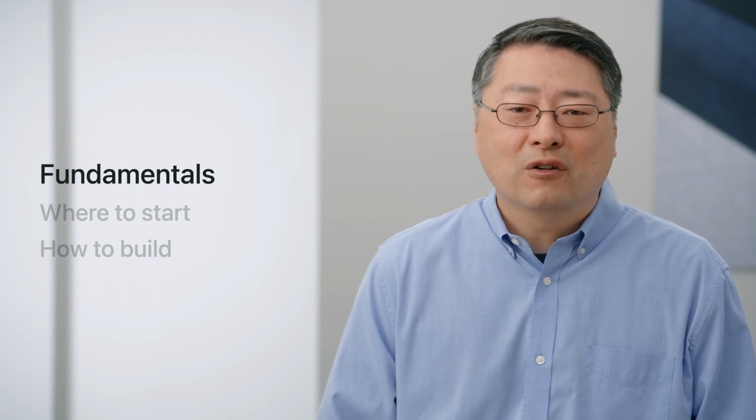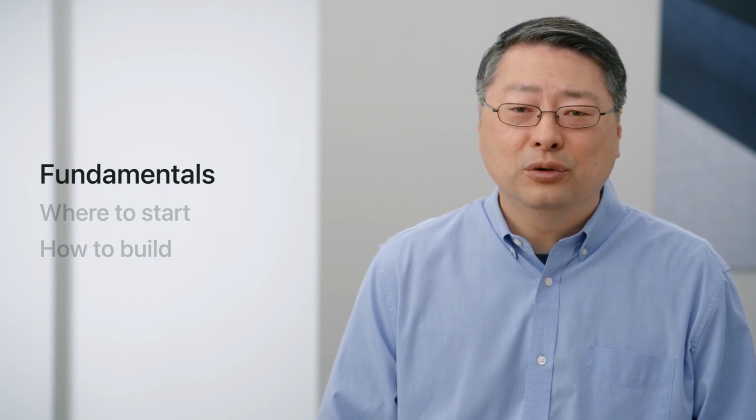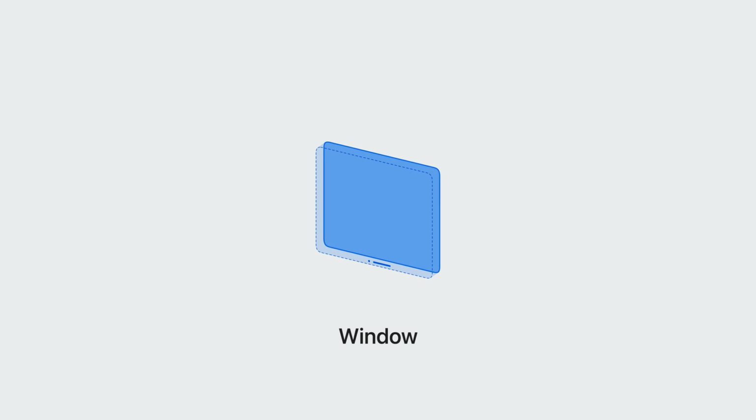First, let's cover what both familiar and new UI concepts mean in spatial computing. By default, apps launch into the shared space. This is where apps exist side by side, much like multiple apps on a Mac these days. People remain connected to their surroundings through pass-through. Each app can have one or more windows.